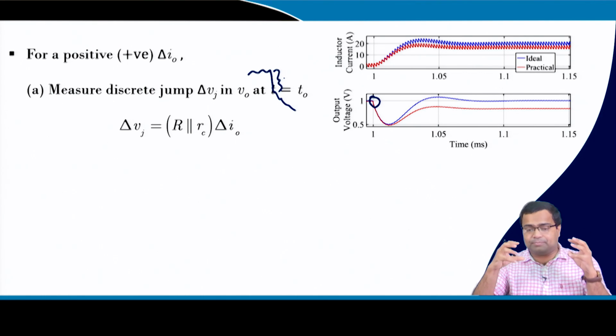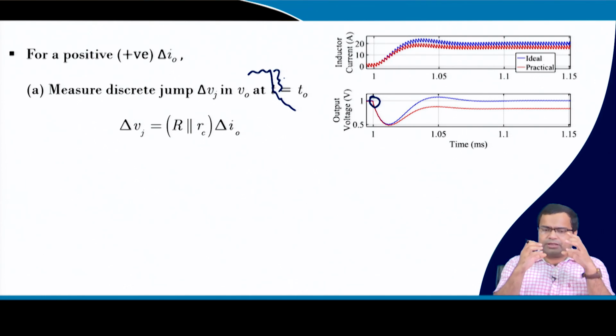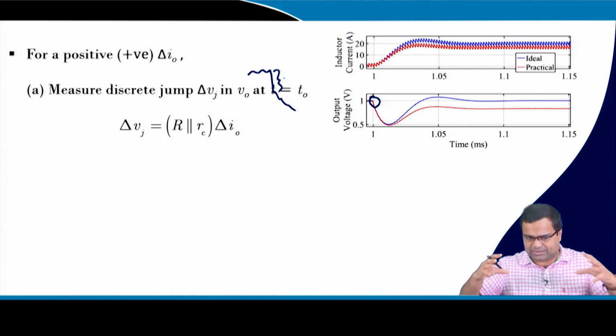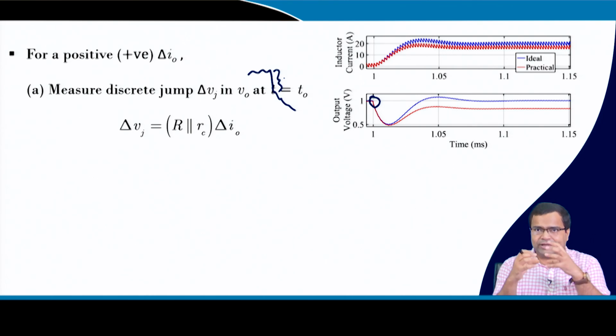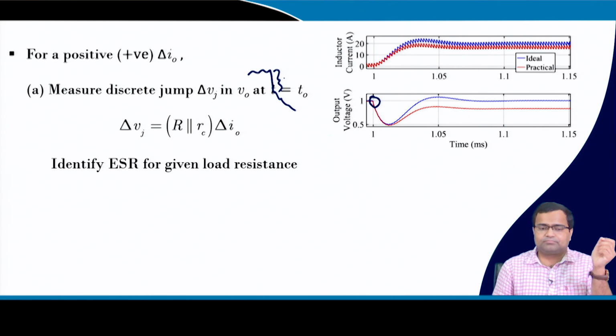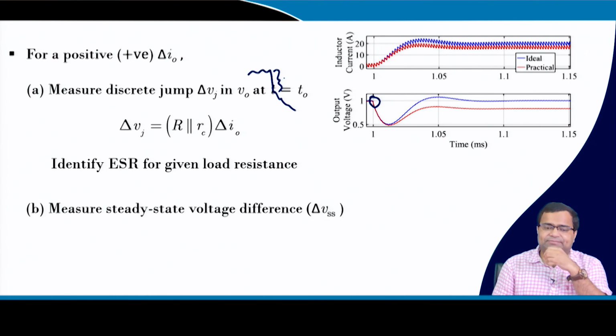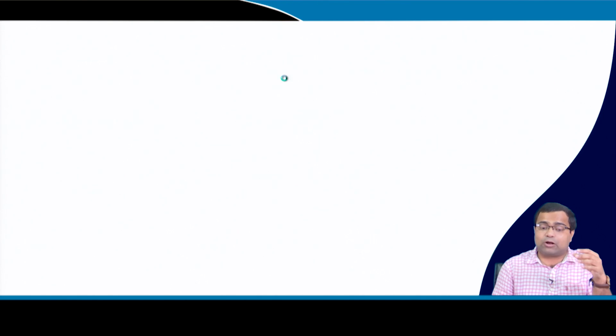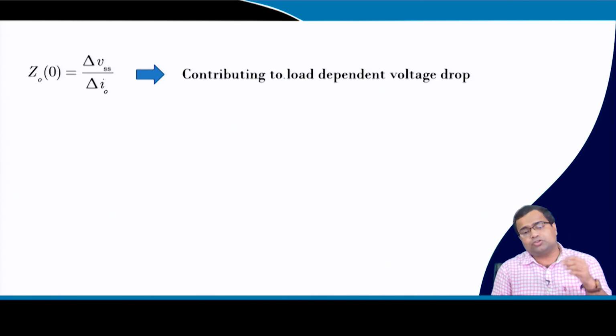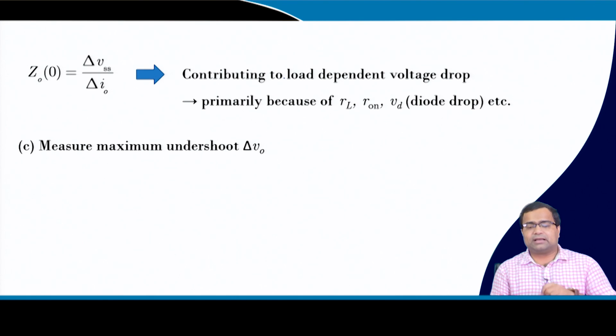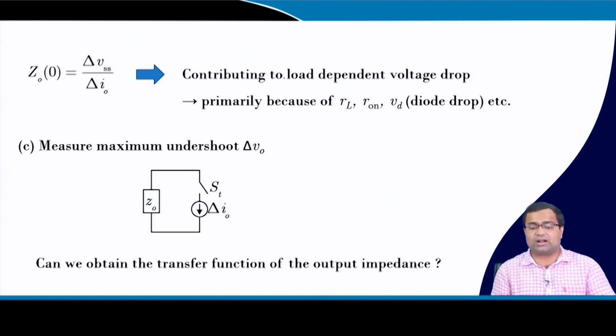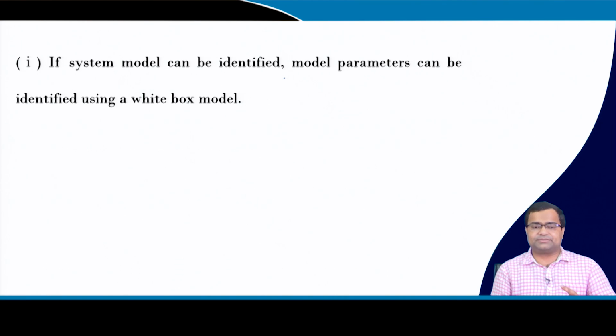What the designer does, instead of using one output capacitor, is generally use multiple output capacitors to reduce the effective ESR. So ESR can be identified. If you see the steady state difference, you can get the DC output impedance, and you can also find some AC output impedance by measuring overshoot and undershoot. That means we need a model of the output impedance.